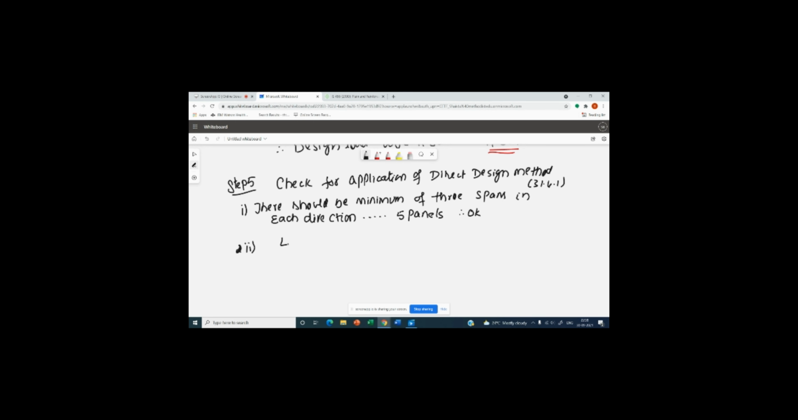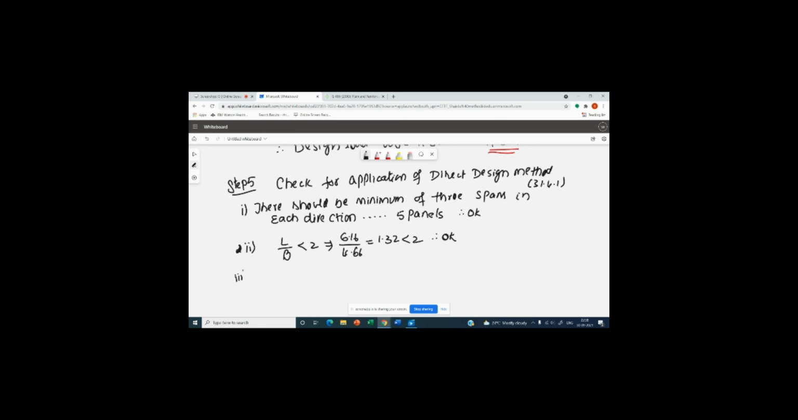L by B shall be less than 2. It is longer clear span by shorter clear span, 4.66 over, it's coming to be 1.32. So obviously it is less than 2. So okay, we have crossed the second limitation also.